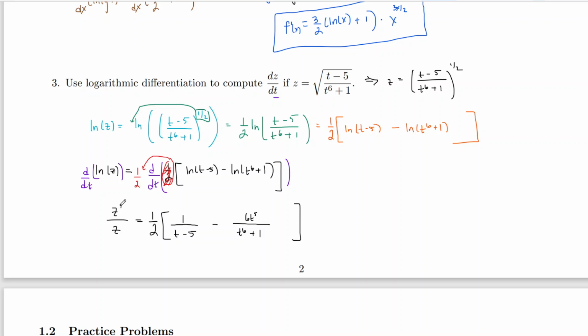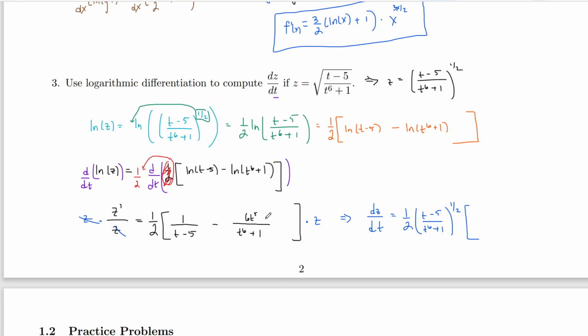To get z prime, which is dz over dt by itself, we're now going to multiply each side by z. And I'll just do it on the back here since that's where I have room to write it. And when we do that, if you want to leave z prime as z prime, that's fine. Just understand it's the same thing as dz over dt. So I'm going to switch it just to match what we were asked to write. We've got 1/2. Now the c is multiplied in the back, but I'm just going to actually move it up here because the order of multiplication doesn't matter. z is the same thing as t minus 5 over t to the 6th plus 1 to the 1/2 power.